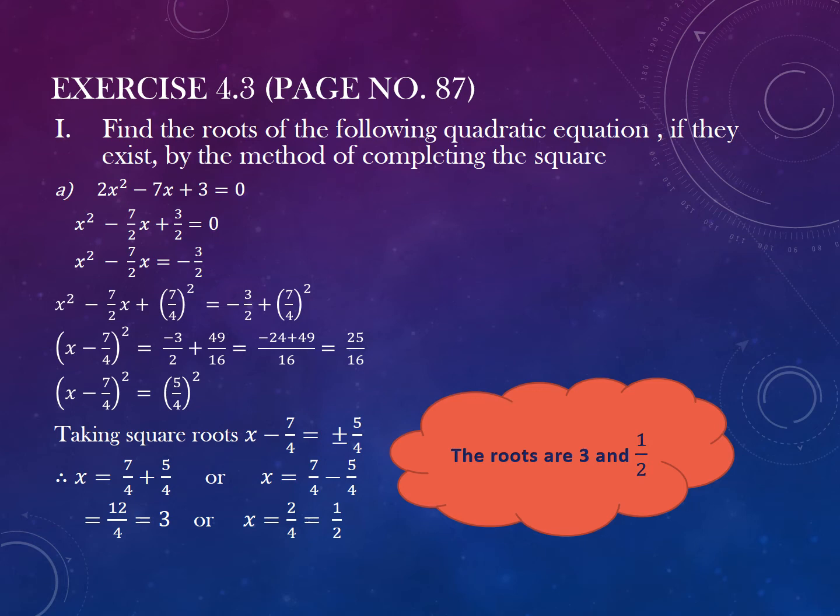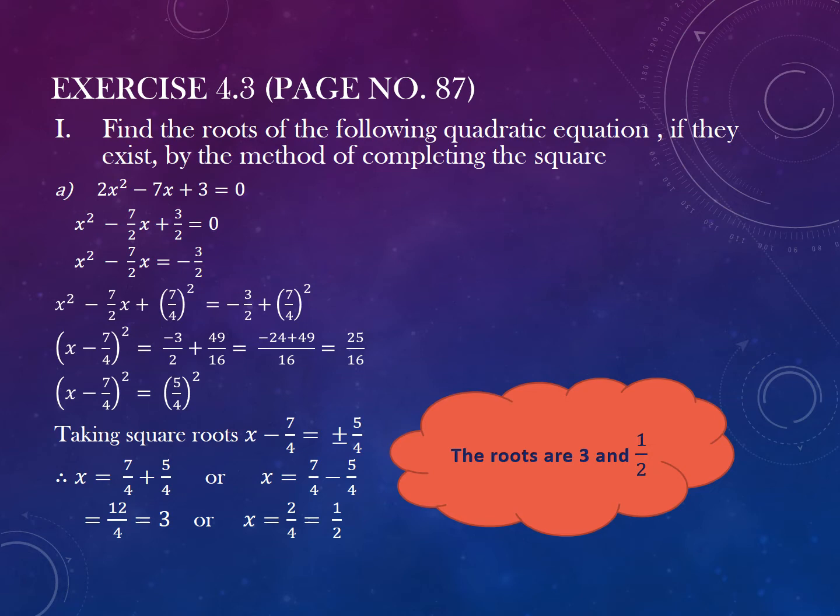The left hand side is the expanded form of a minus b whole square. In the place of a square, we have x square, and for b square, we have 7 by 4 whole square. So we can write it as a minus b whole square, which makes x minus 7 by 4 whole square on the left hand side. And the right side we can find the square, and simplifying we get our answer as 25 by 16, which is also a square number.